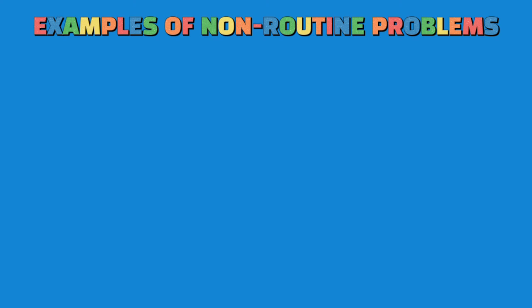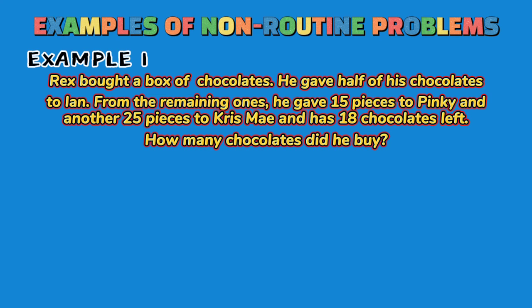Examples of non-routine problems. Example 1. Rex bought a box of chocolates. He gave half of his chocolates to Ian. From the remaining ones, he gave 15 pieces to Pinky and another 25 pieces to Chris May, and has 18 chocolates left. How many chocolates did he buy?